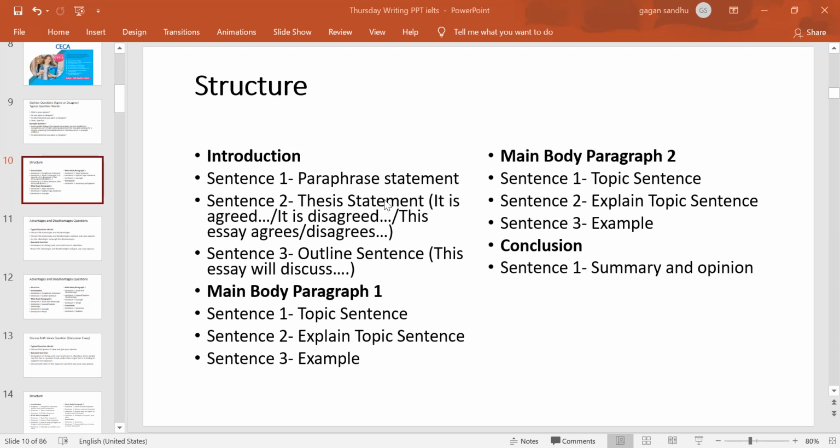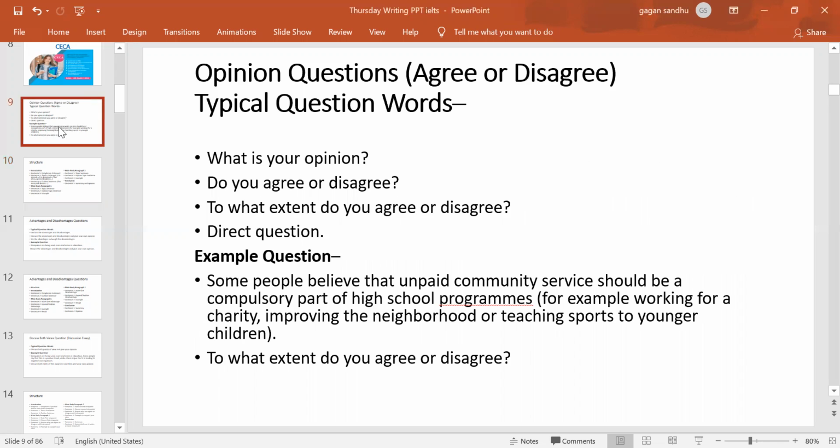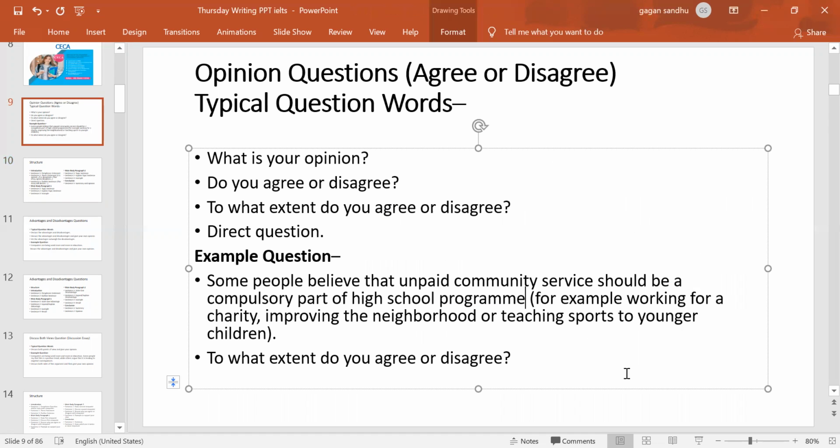Then comes sentence 3, which we call the outline sentence. It will say, this essay will discuss, right? Here we write what we are about to discuss in the whole essay for the question asked. As per the given example here, it says, some people believe that unpaid community service should be a compulsory part of high school program, right? For example, working for charity, improving neighborhood, or teaching sports to younger children. Then comes, to what extent do you agree or disagree?